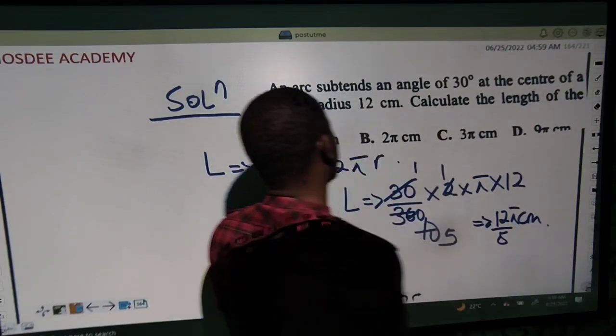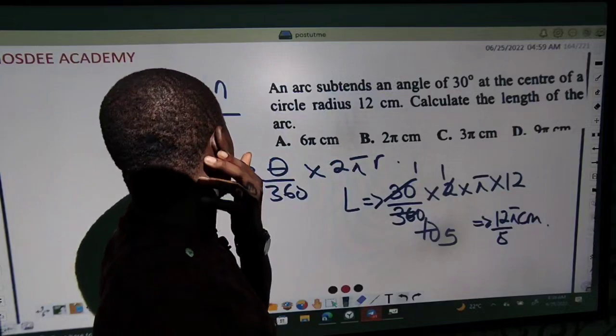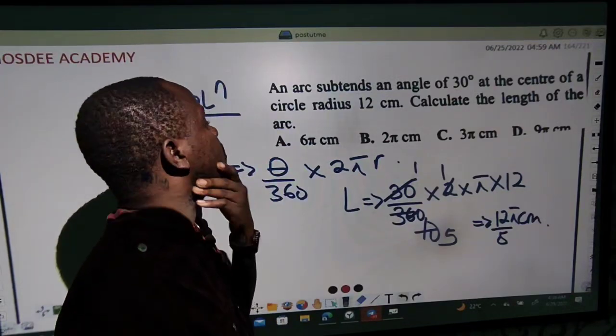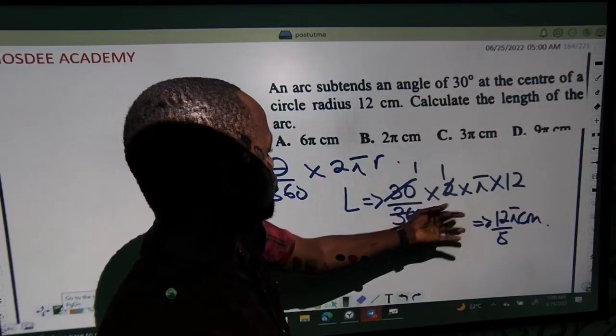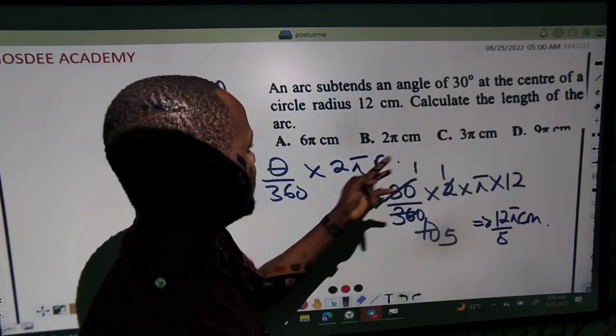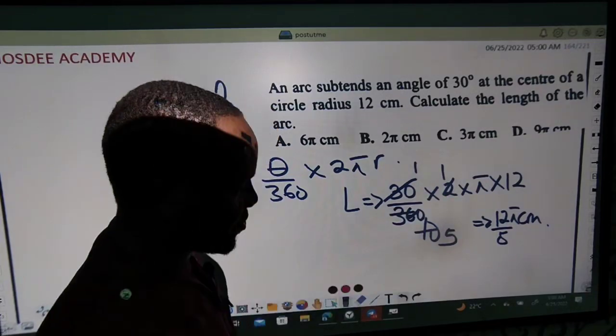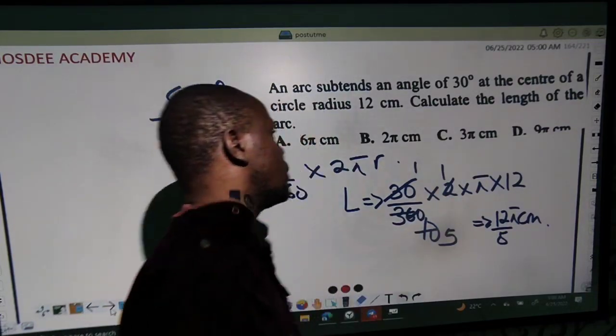That is the answer to the question. So I don't know why this question today is having some kind of stuff, and that's why I'm trying to check. 2 pi radius is 12, answer is in centimeter, nothing to convert. This is very correct. The next one, please.